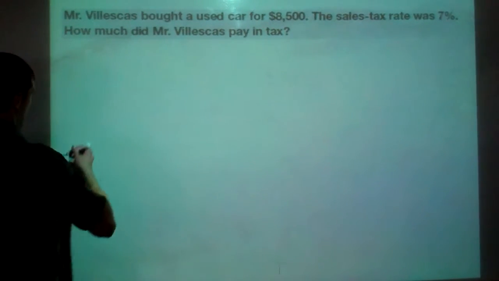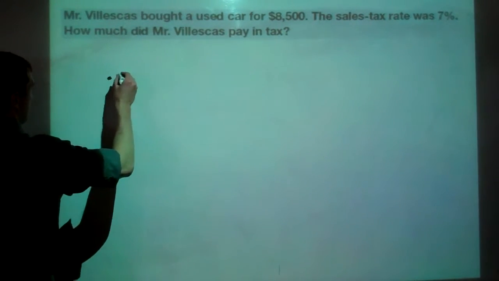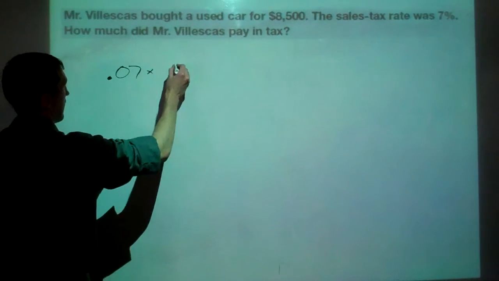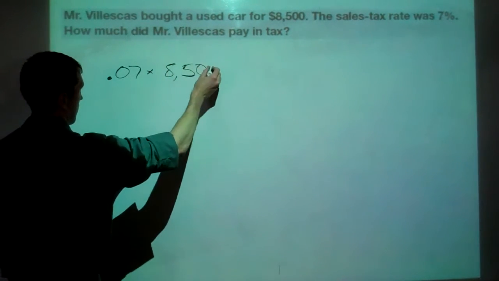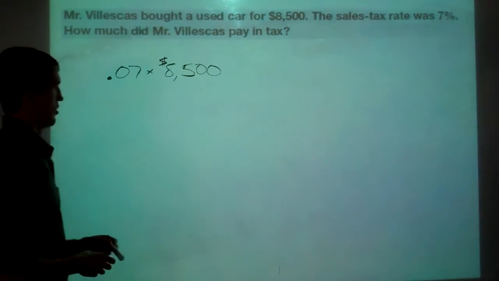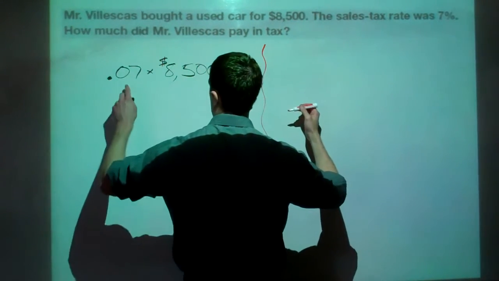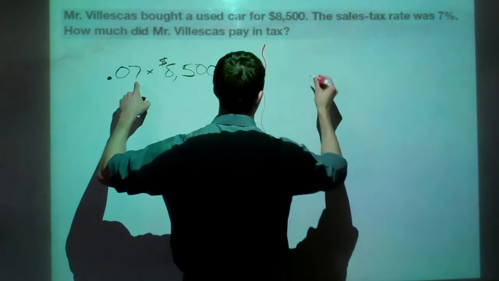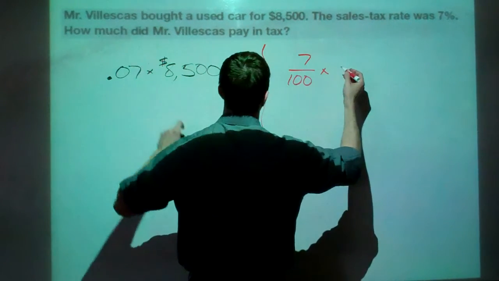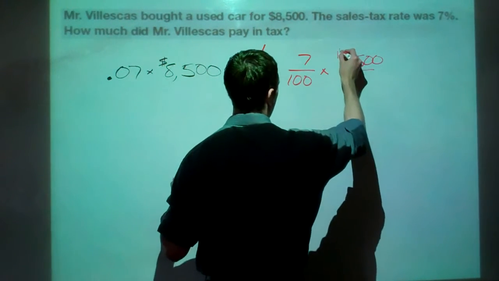So if we go the decimal route, let's do black again. We do 0.07, 7% as a decimal, times 8,500. And that could get us our answer. We could also do 7% as a fraction, this is 7/100ths, times 8,500, or 8,500 over 1.